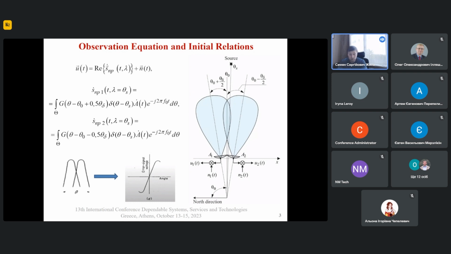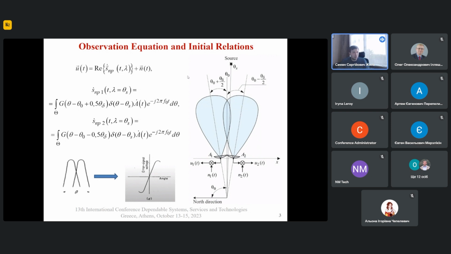And to understand the optimal algorithms, we presented the geometry of the measurements. So we have two antennas with two antenna patterns, and they are placed in space not in the same way, but with some shift in the angle. And here we have theta s. It's the direction of our source that we have to measure and to understand the direction.